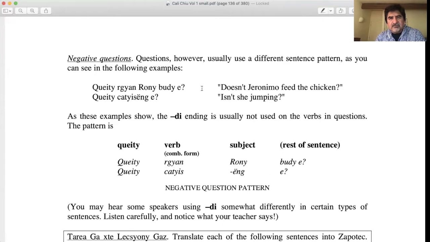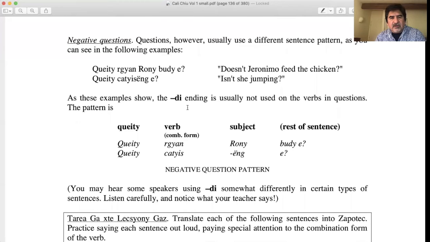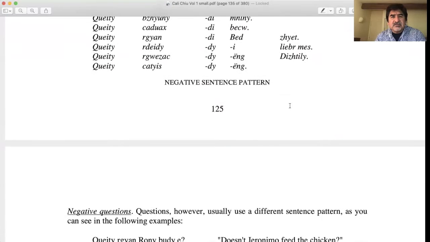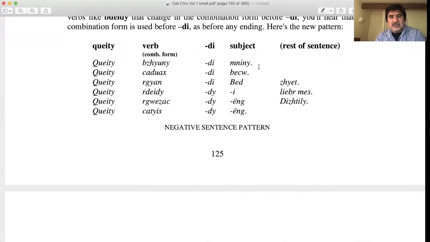Doesn't Geronimo feed the chicken? And again here, you do see the di or dy particle. As I said, some people might use that, but in general, those are the rules. So if it is just a negative sentence, this is the pattern: the Kate, the verb, the di or dy, the subject, and the rest of the sentence.